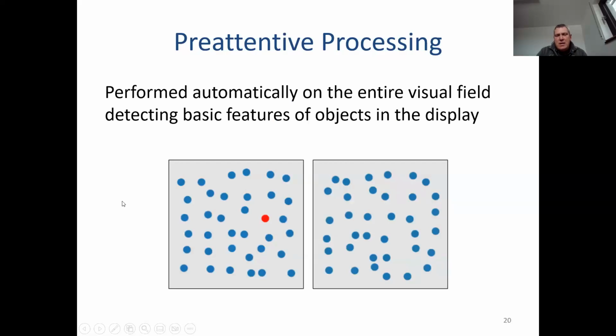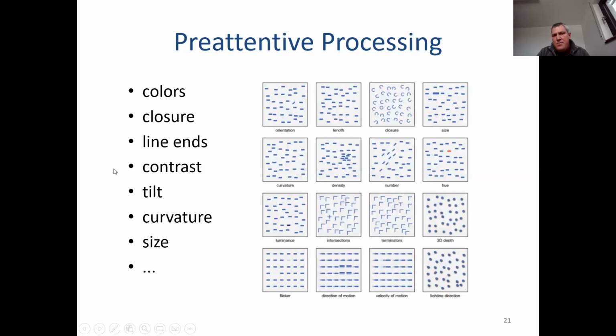Pre-attentive processing is typically used in information visualization, but also in visual analytics. It's performed automatically on the entire visual field, detecting basic features of objects in the display. There are lots of these pre-attentive features. One we learned already is color, but there are some more. You can get that from the famous book of Colin Ware, for example: closure, line ends, contrast, tilt, curvature, size. You see many of them. So once you have a data set and you want to visualize it, and the focus is on the outliers, for example, try to use pre-attentive features to let them pop out.